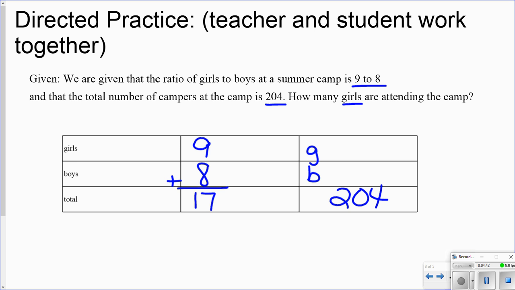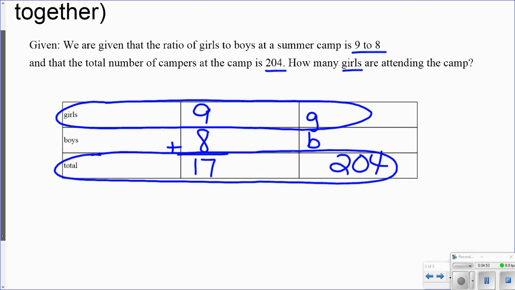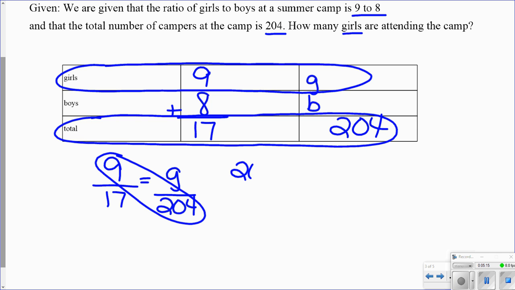Now this question asked about the girls, so I need this information and I need this information. Once you circle those pieces of information from the table, now you can easily create your proportion and then solve it. It will come right out of the table if you've done things correctly. So I put 9 over 17 equals G over 204. So now I'm going to cross multiply. So 204 times 9 equals 17 times G.